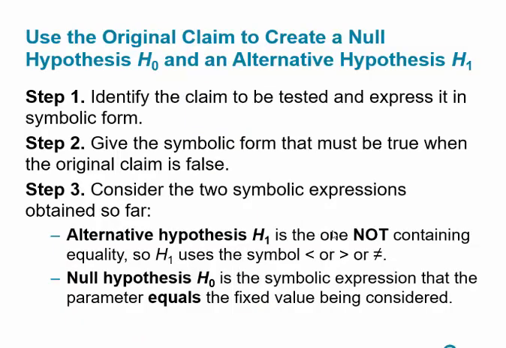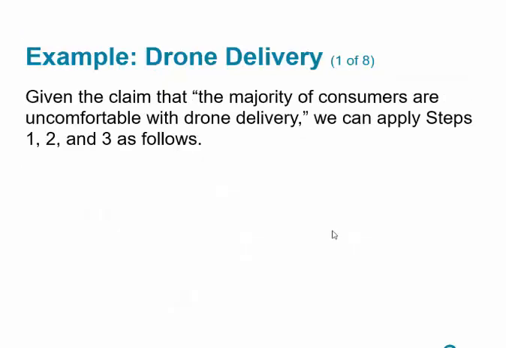So, for step 1, identify the claim to be tested. Step 2, give symbolic form. Step 3, consider the two symbolic expressions obtained so far. The alternative hypothesis H1 is the one not containing equality, so H1 uses the symbol of less than, greater than, or not equal to. The null hypothesis is the symbolic expression of the parameter equals a fixed value being considered. So the null hypothesis is always equal to.